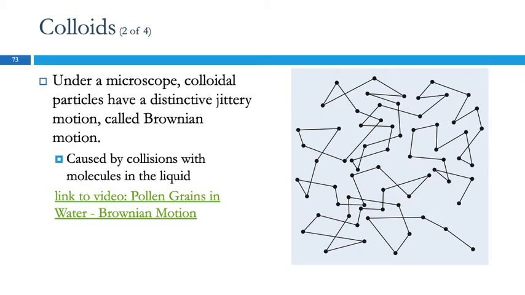If you look at a colloid under a microscope, the particles are large enough that you can see them. And they have a distinctive jittery motion that's called Brownian motion. And we've got a video here.